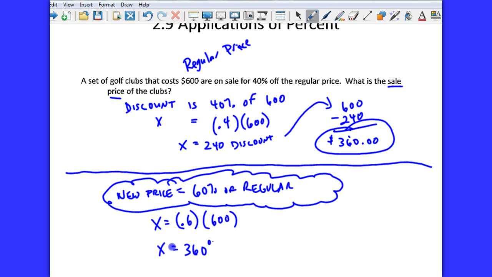360. So you did it in one step there. You didn't have to subtract it, because when you changed your percentage to whatever was left over from the 40, it gave you the sale price there. Because the sale price is 60% of the original price. Okay, that's a nice little trick for those problems. And I'm fine with it, as long as you justify it with the equation.